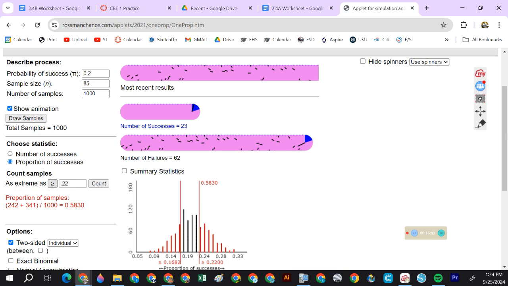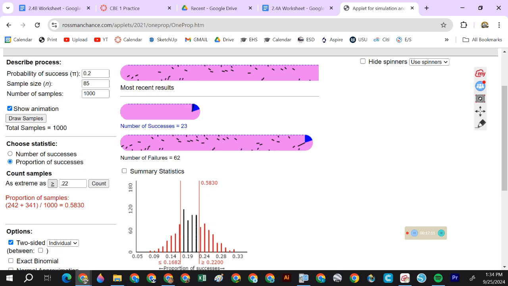So do I accept the null hypothesis or reject it? 0.58 is my p-value. So I'm going to accept the null hypothesis. Does it appear that our area is different than the stated value? No. 22 is different than 20, but it's not far enough away from 20 for us to reject the null.